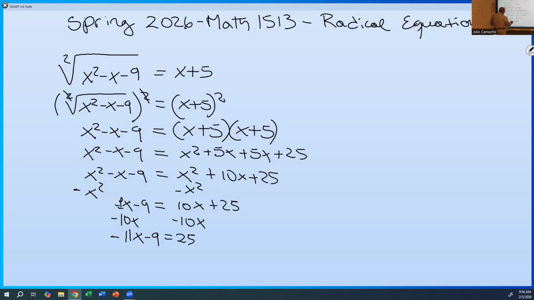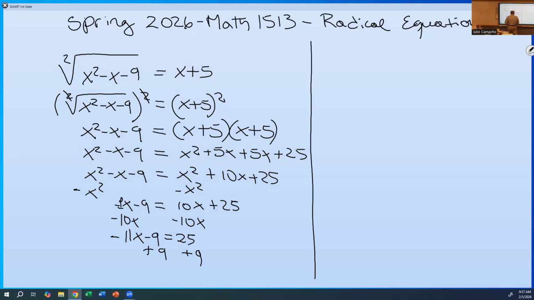Now you can move the 9 to the other side, and to do that, I will add 9 to both sides. I'll make a line here to continue because I'm at the end. First, these 9s cancel, and then you have positive 25 plus 9, 34. Because now the only thing I have is negative 11x is equal to 34.